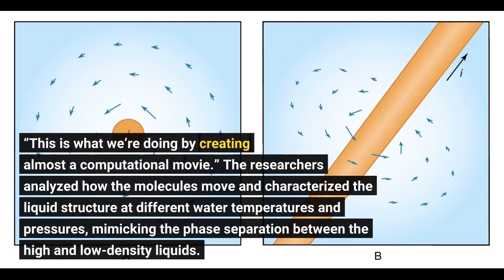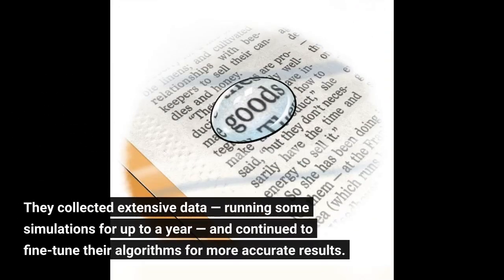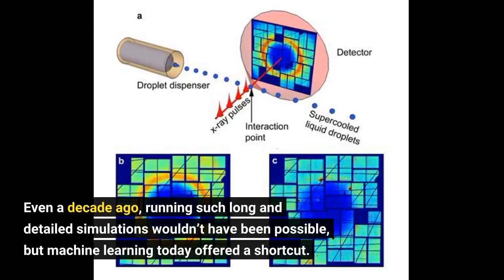The researchers analyzed how the molecules move and characterized the liquid structure at different water temperatures and pressures, mimicking the phase separation between the high and low density liquids. They collected extensive data, running some simulations for up to a year, and continued to fine-tune their algorithms for more accurate results. Even a decade ago, running such long and detailed simulations wouldn't have been possible, but machine learning today offered a shortcut.